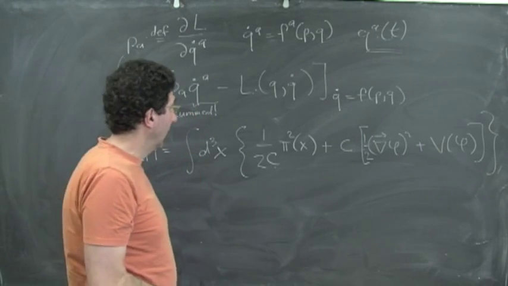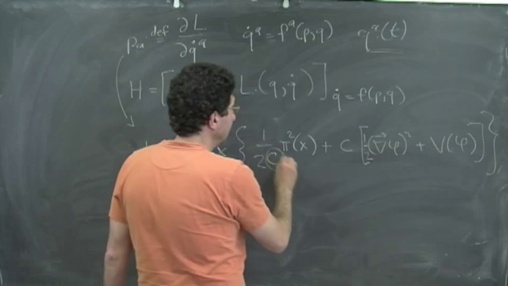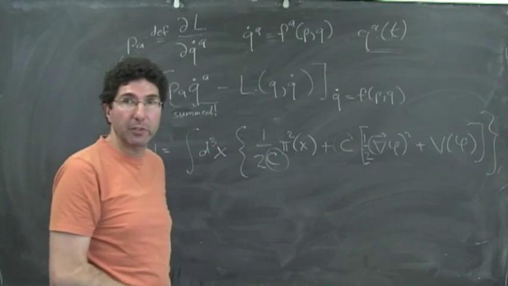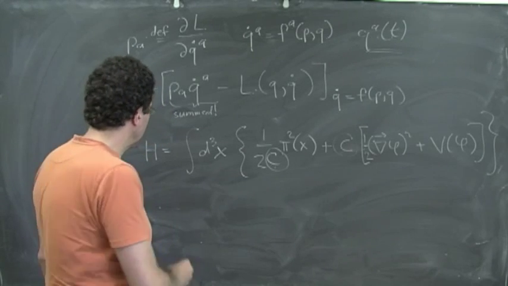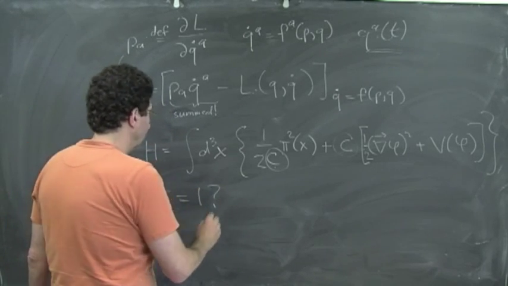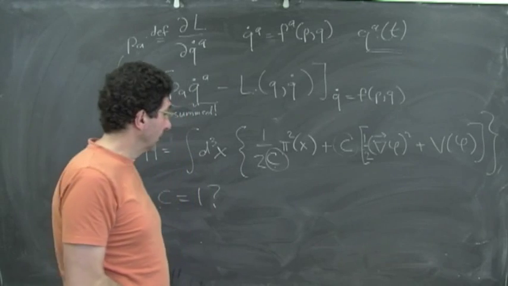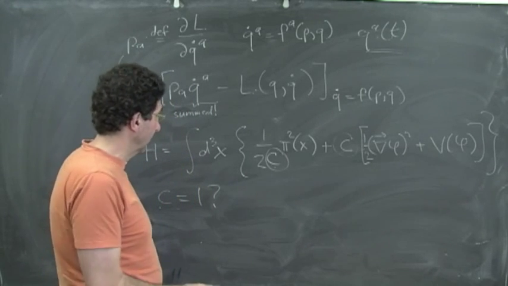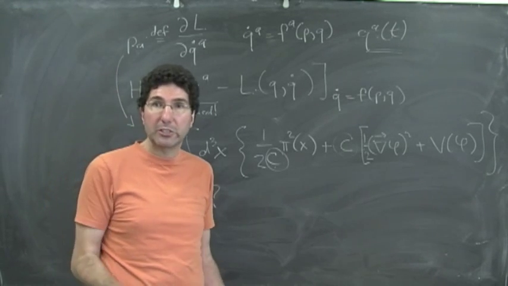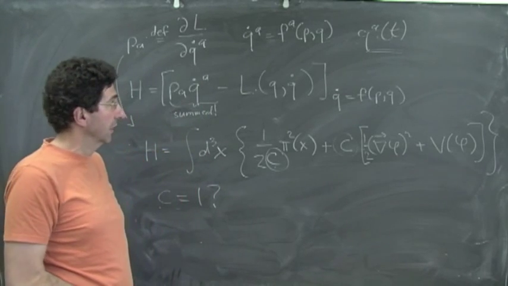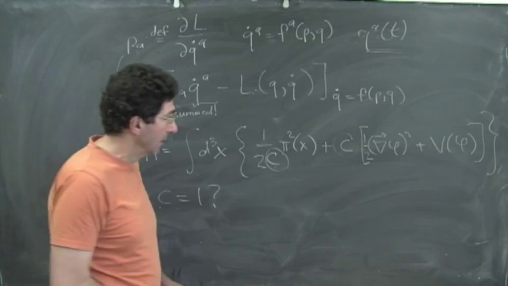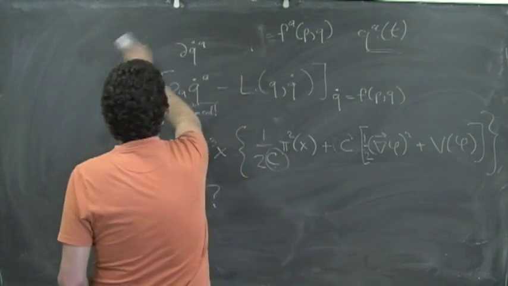Notice also that c appears here in a non-trivial way. This looks a lot simpler if only we could choose c equals 1. But for right now, there isn't any fundamental principle from this classical field theory. Why should I choose c equals 1? Why should I choose it to be anything? I don't know. All right, so that's all I have to say about that.